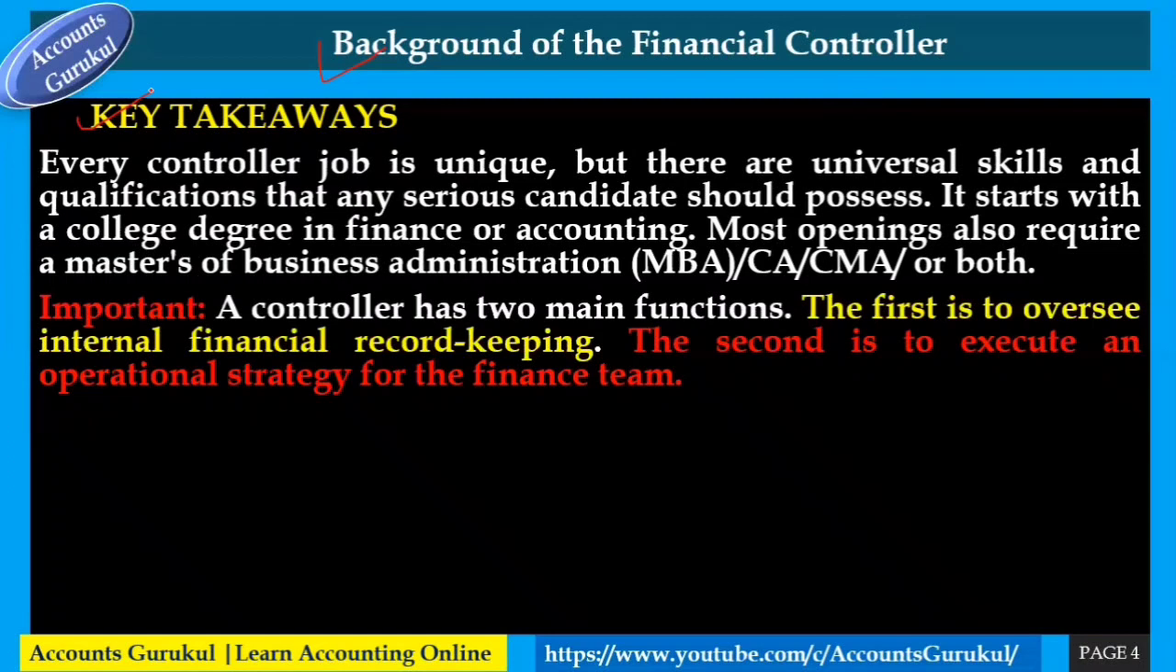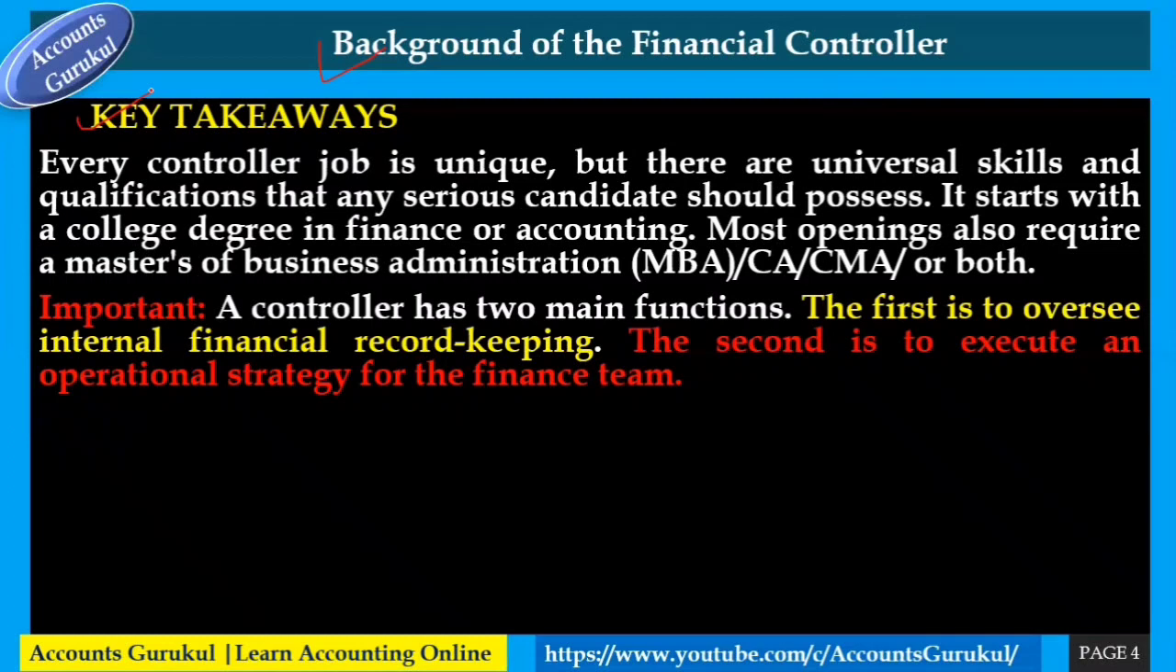The first is to oversee internal financial record keeping. So whatever accounting the team is doing, he has to oversee it. Oversee means that he has to check and validate whether the record keeping is as per the accounting standards, or whether there is any need for improvement.